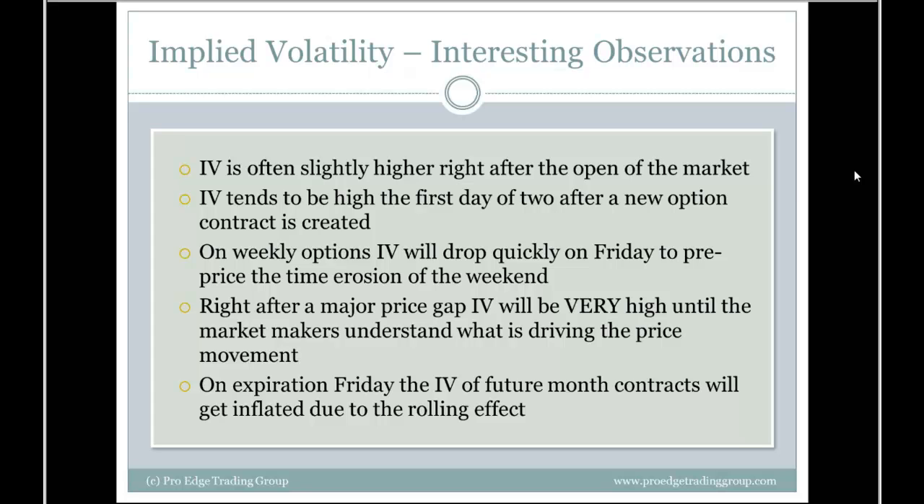Implied volatility tends to be very high the first day or two after a new options contract is created. Because remember, every couple of months they're putting out brand new options contracts. They're basically setting up an options contract to expire 3 months from now. So a brand new options contract becomes tradable on a certain day.